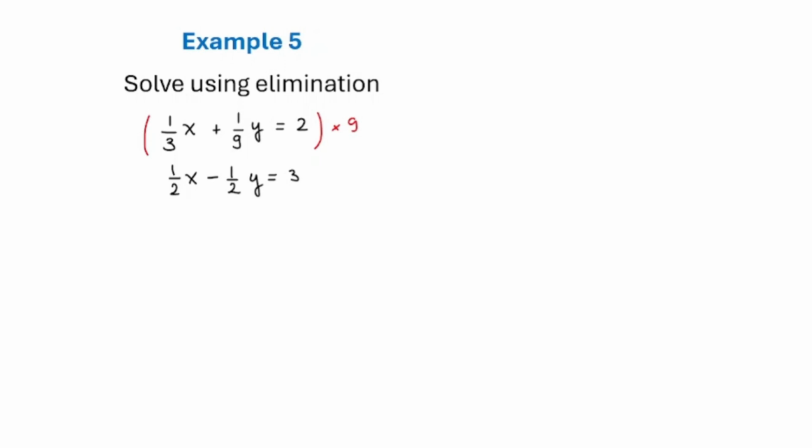Now let's look at the second equation. The denominators are 2 and 2, so the lowest common multiple is 2.